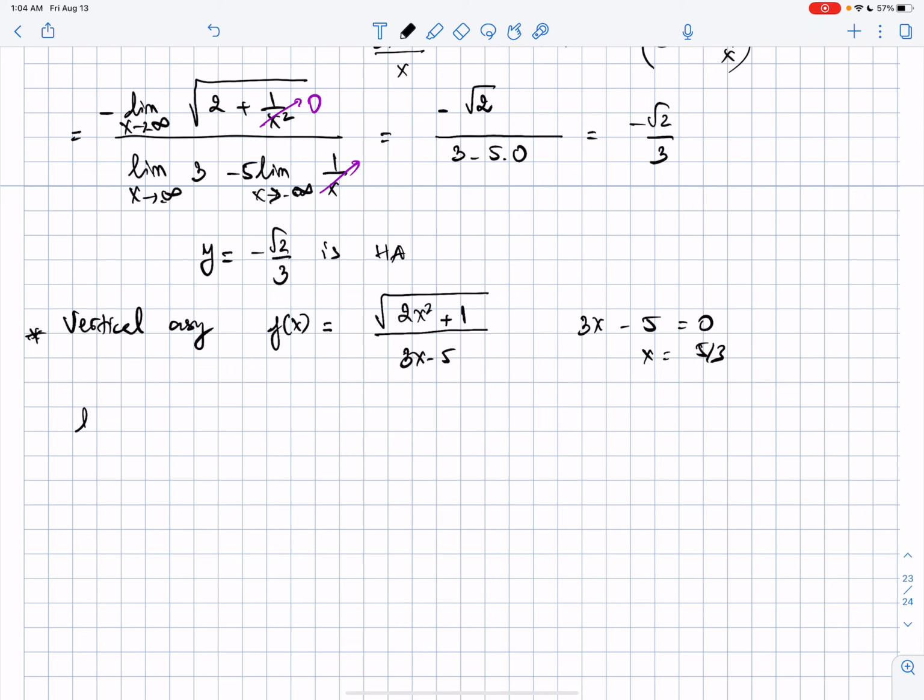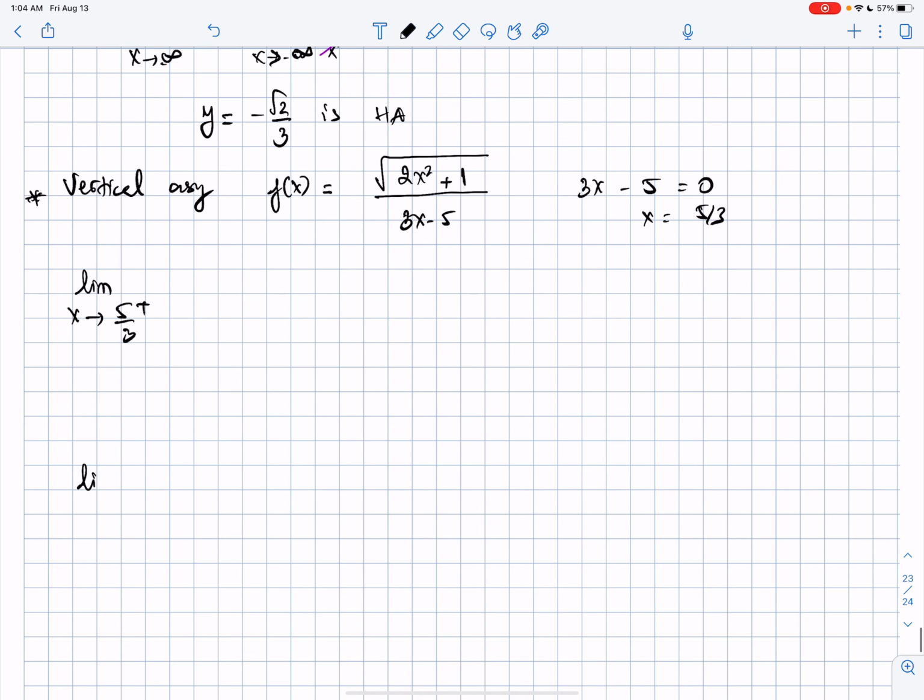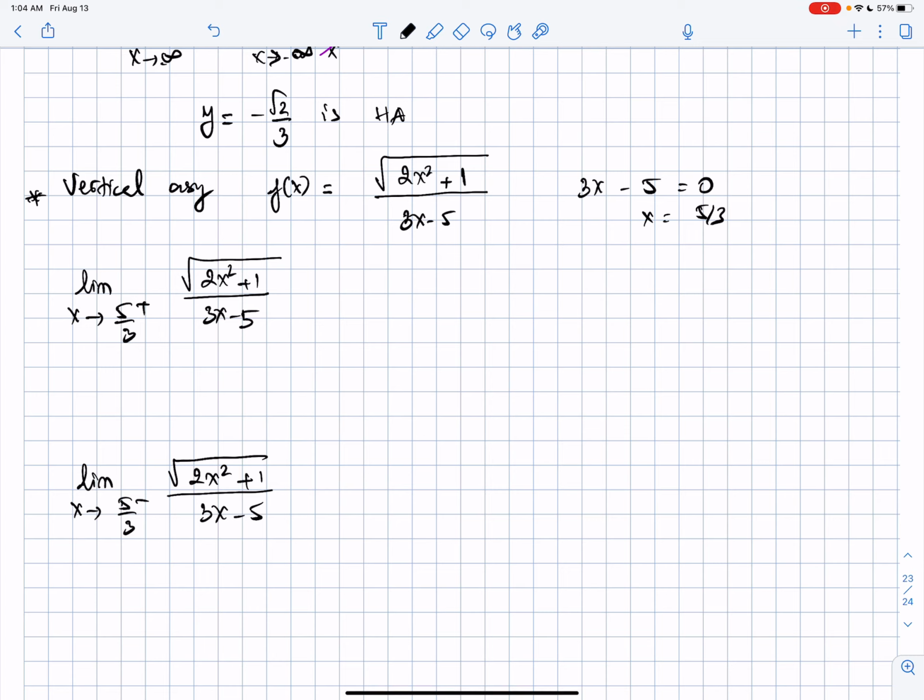Then we will take the limit as x approaches 5 over 3 from the right side, and also the limit as x approaches 5 over 3 from the left side. So we have square root of 2x squared plus 1 over 3x minus 5 as the function. So we take this limit when x approaches the right side and the left side of 5 over 3. Now we just plug in 5 over 3 into the function.